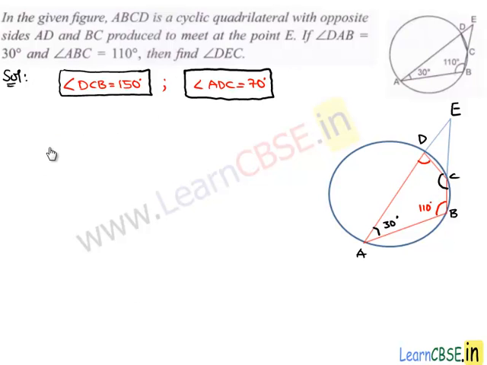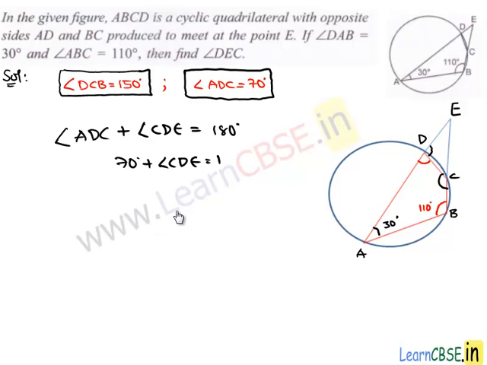And here we have triangle DEC. In this triangle, DE is a side, and ADE is a straight line. So angle ADC and angle CDE form a linear pair. That is, their sum must be 180 degrees. We already know angle ADC is 70 degrees, and we calculate angle CDE, which is equal to 180 minus 70, that is 110 degrees.